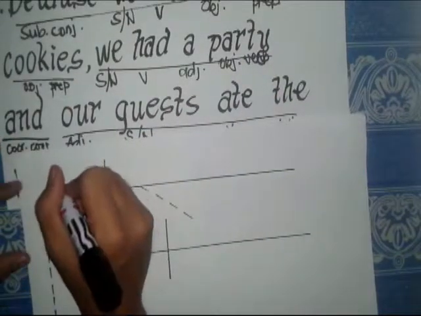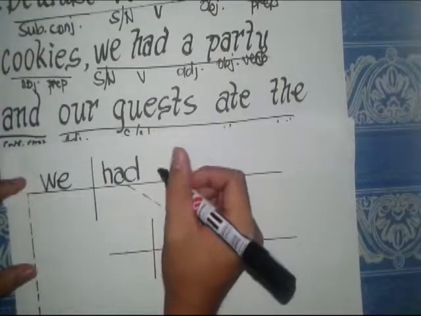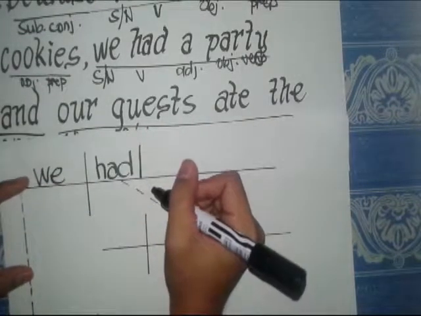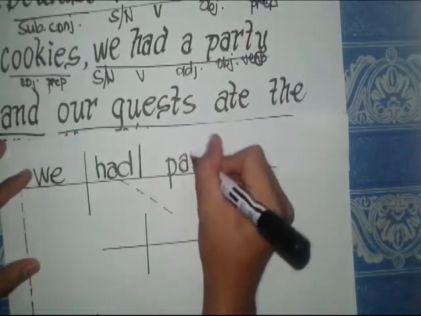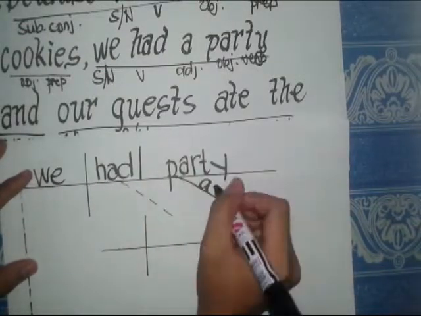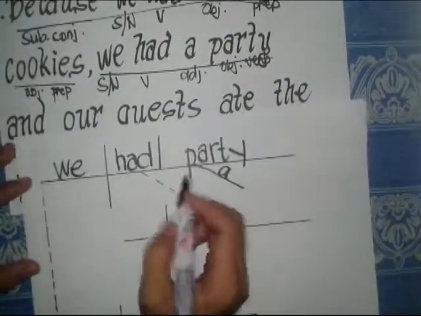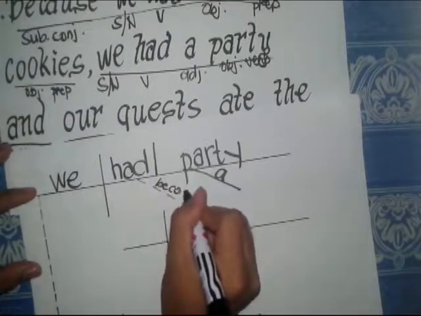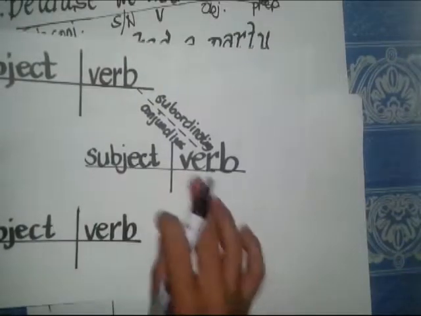So we will put here the subject, which is we, then had as the verb, and because had is a transitive verb, we're going to put a vertical line here, then put the object of the verb, which is the word party. Then underneath party will be the adjective or the article a. Then here we're going to put the subordinating conjunction, which is because. Then here we're going to put the subject, then the verb.